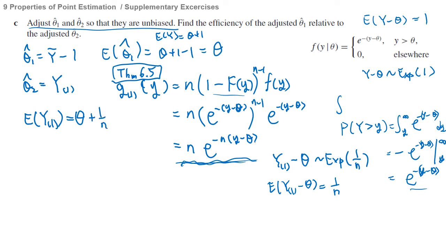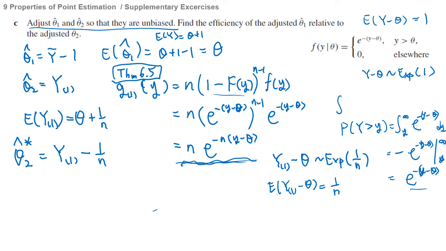And so to make this one an unbiased estimator, the unbiased estimator is y1 minus 1 over n. So this one is an unbiased estimator. And find the efficiency of the adjusted theta 1 hat relative to adjusted theta 2 hat. So we want to find the relative efficiency.